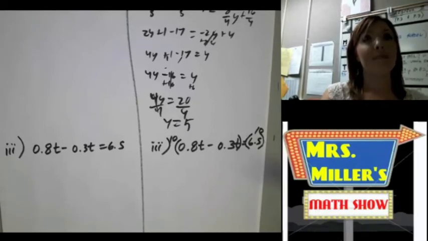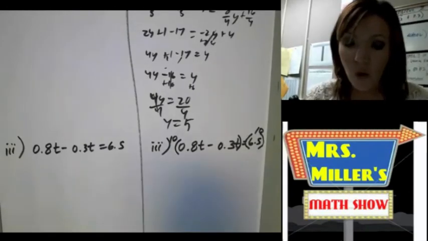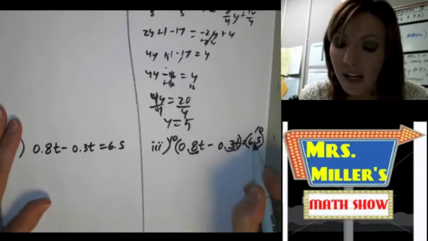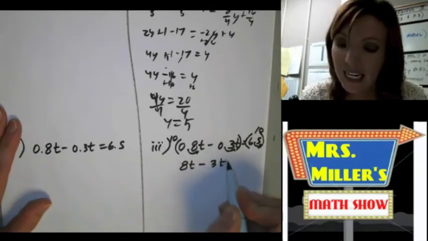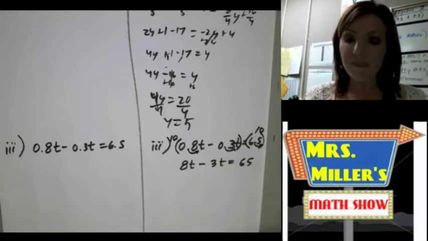We need to move it over one. Yes, nicely done. She only wants to move it over one spot. All right, so all the decimals move out one spot. So we get 8t minus 3t equals 65. All the decimals move out one. Okay, what next? So who can tell me what the next step is?